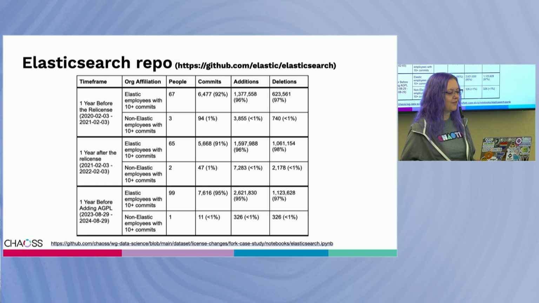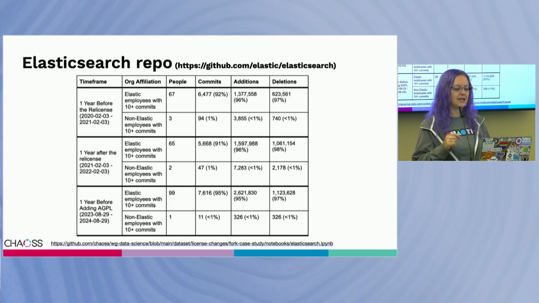Because Elastic had never built a strong contributor base outside of the people who worked at the company. So in both time periods, Elastic employees were making 95, 97% of additions and deletions to the code base. And no more than 3 people from outside of Elastic made 10 or more commits in any given year.